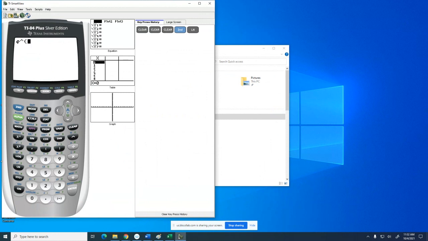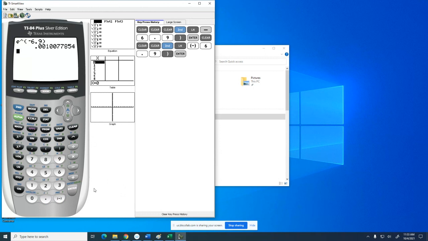And how much was the lambda? Lambda, the average, was 6.9 in the example. So don't forget, it's a negative 6.9. Close it and enter. Oops, sorry. Let me try again. Second, E, negative 6.9. It will be 0.001007.